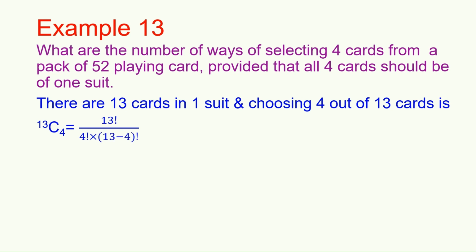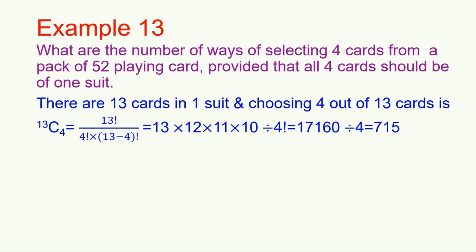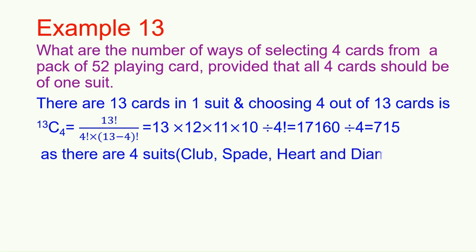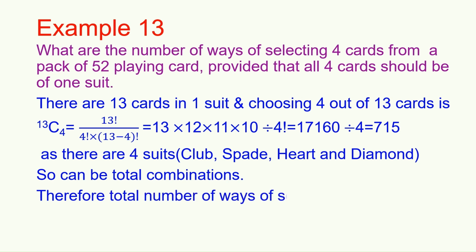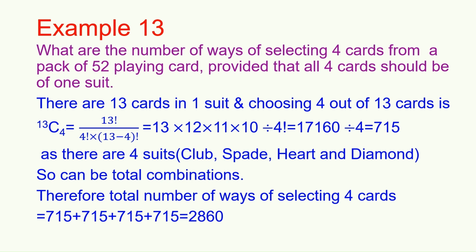13C4, which equals 13 times 12 times 11 times 10 divided by factorial 4, which is 17,160 divided by 24, equals 715. As there are 4 suits: club, spade, heart and diamond, there can be that many total combinations. Therefore, the total number of ways of selecting 4 cards equals 715 plus 715 plus 715 plus 715, which equals 2,860.